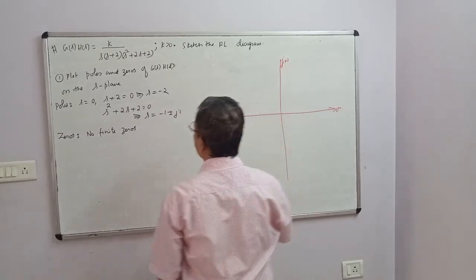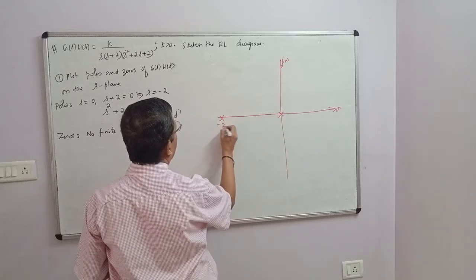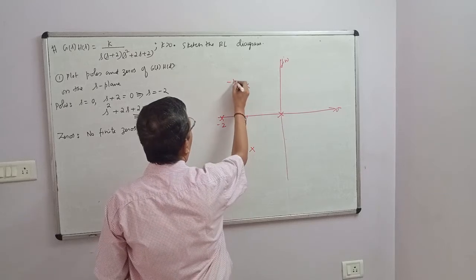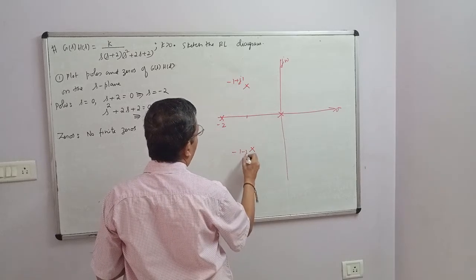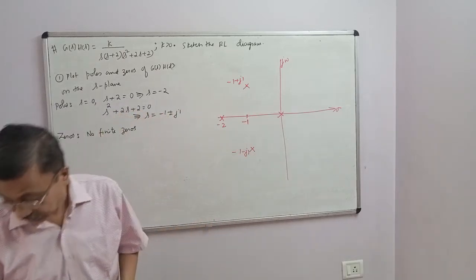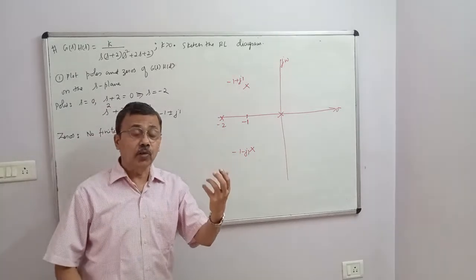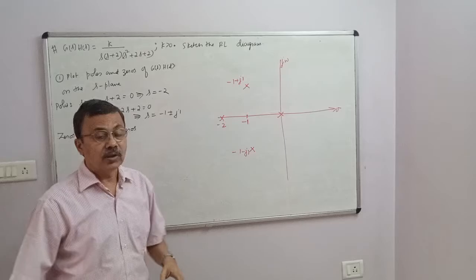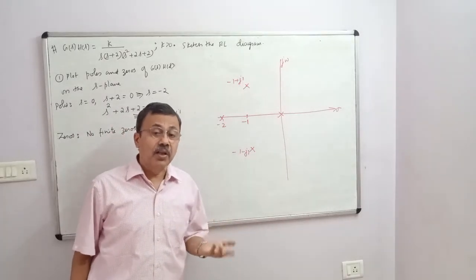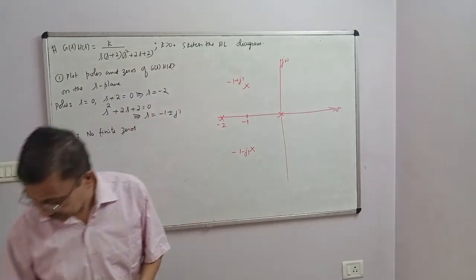Sigma j omega. 0, minus 2. This pole is minus 1 plus j1, minus 1 minus j1. Real part of these poles is minus 1. Right? The real part of these two complex poles is minus 1, which happens to be the midpoint of 0 and minus 2. Therefore, we can expect complex breakaway points. Let us see whether our expectations are fulfilled.